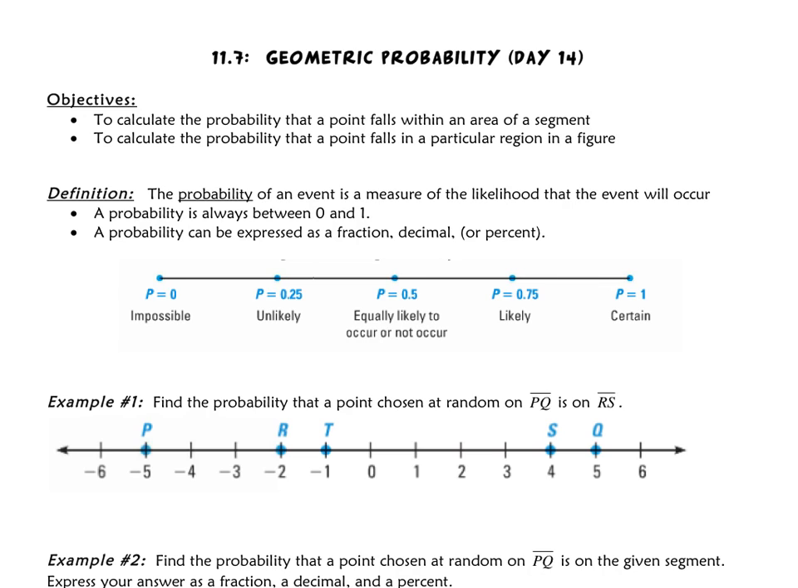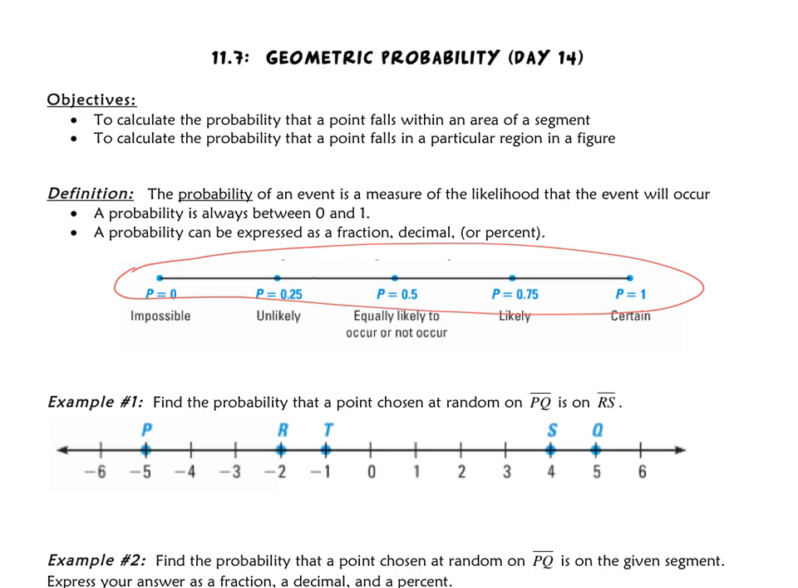So here we have a little timeline of what's going to happen. If the probability is 0, it's impossible, like me growing wings. If it's a fourth, or 0.25, it's not really likely. If it's a half, it's equally likely to occur or not to occur, and so on and so forth. If the probability is 1, it's something that's going to happen for sure.